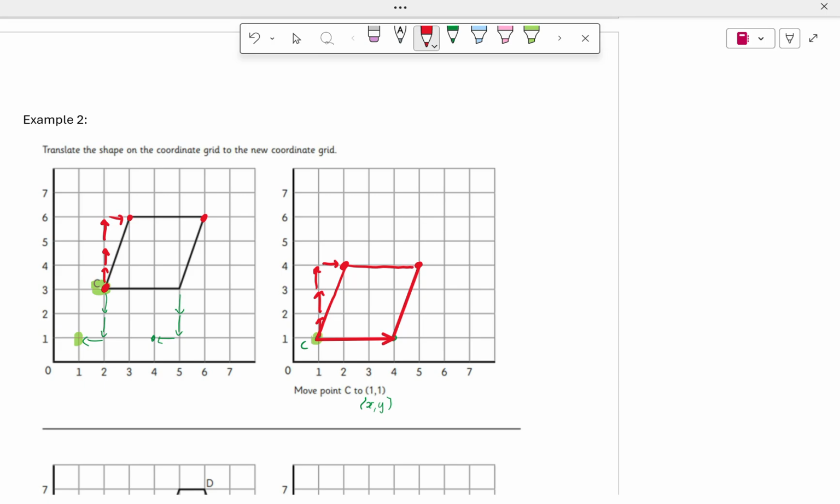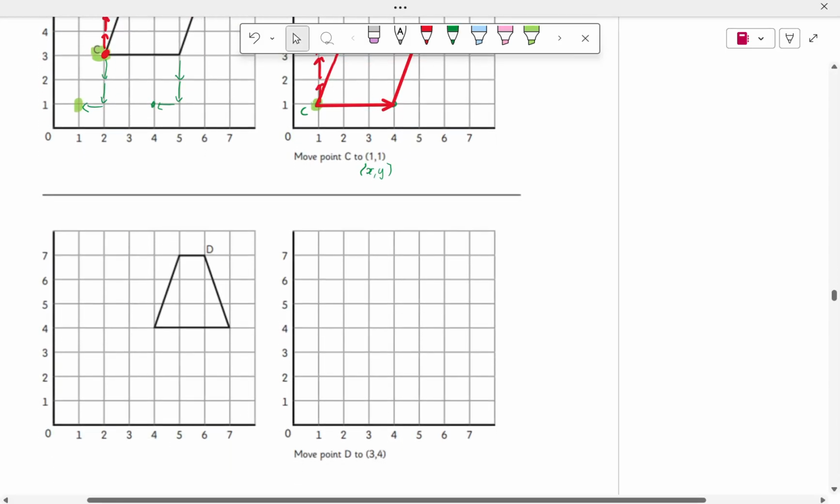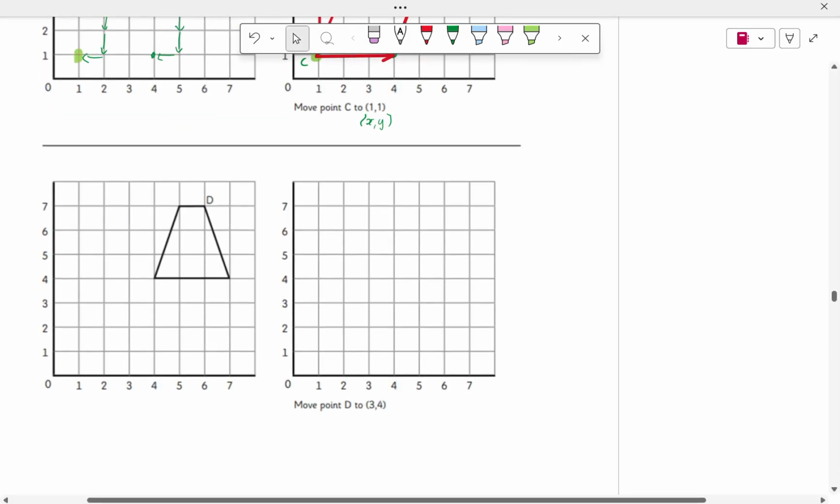Okay, and I end up with my new shape there. Okay, let's move on. So here's our next shape here. All right, so we're going to move point D this time. Moving point D, we're going to move it to 3, 4. So on the x-axis, we're going to go to 3, and we're going to go up to 4. So we're moving point D, which is up there, to this new point, which is going to be here.